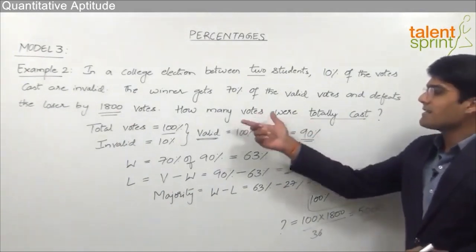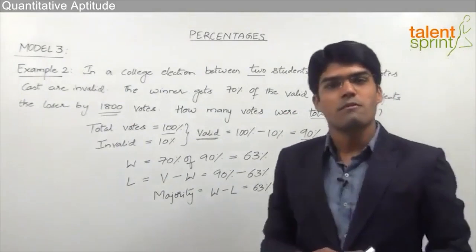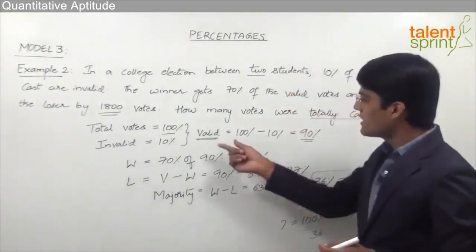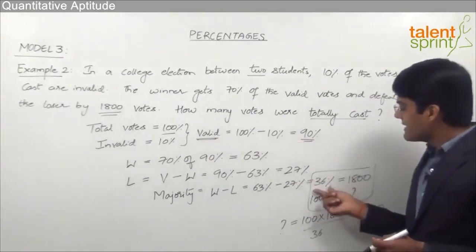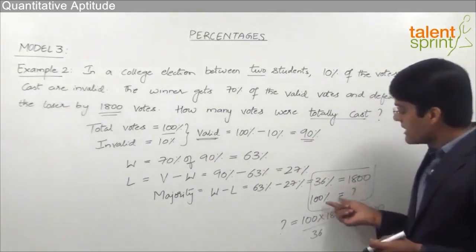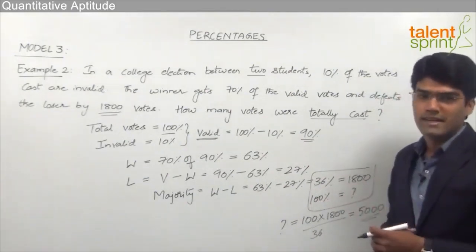Similarly, here instead of asking how many votes were totally cast, the question could be what were the total number of valid votes. We know that the total number of valid votes is equivalent to 90%. So we can say that 36% is equivalent to 1800, 90% will be equivalent to what? And again by cross multiplication we can get the desired answer.